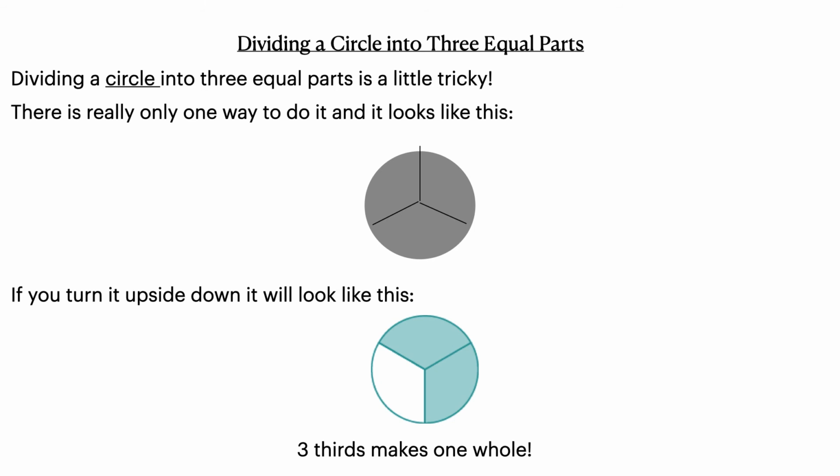Dividing a circle into 3 equal parts. Dividing a circle into 3 equal parts is a little tricky. There is really only one way to do it, and it looks like this. If you turn it upside down, it will look like this. 3 thirds makes 1 whole.